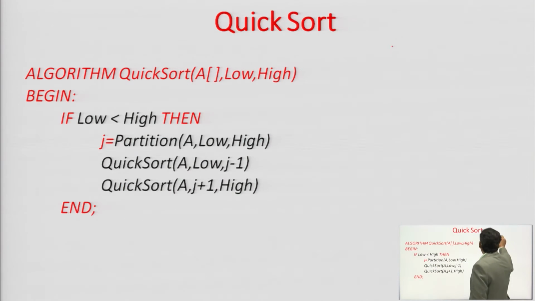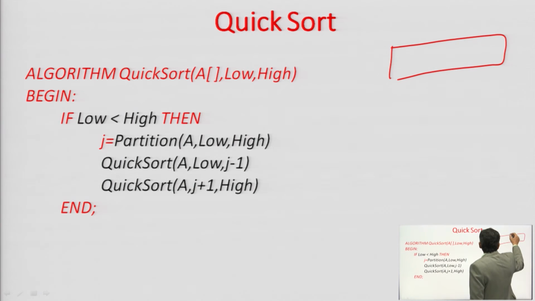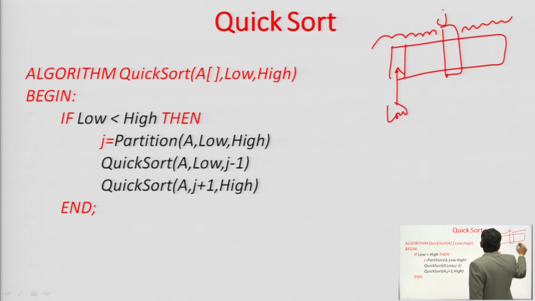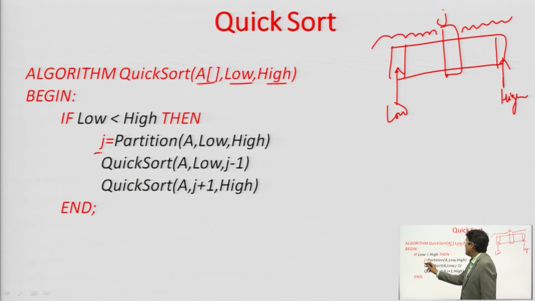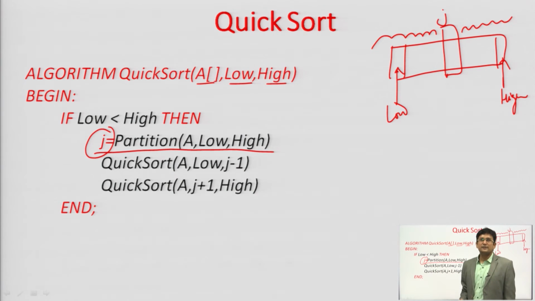Now, what are we doing? We have an array given, we are doing the partition on this, then we are finding a j index, we will perform the quick sort on the left, and we will perform the quick sort on the right. This index is the low index, and this highest index will be the high index. So, an array is given as A with low and high indexes, then we are going to perform the partition, which returns a j index, the position of the jth element gets fixed.